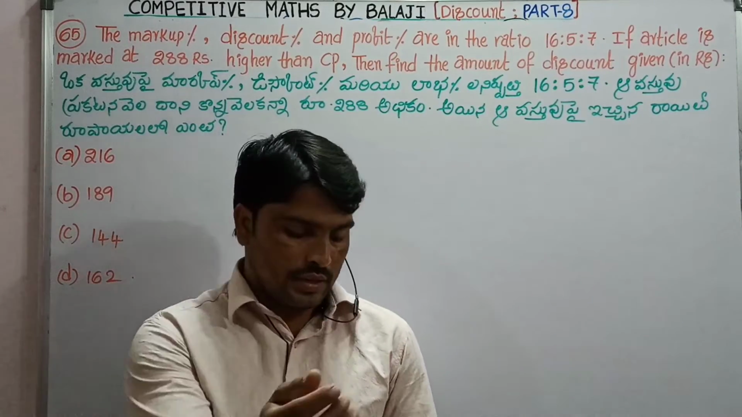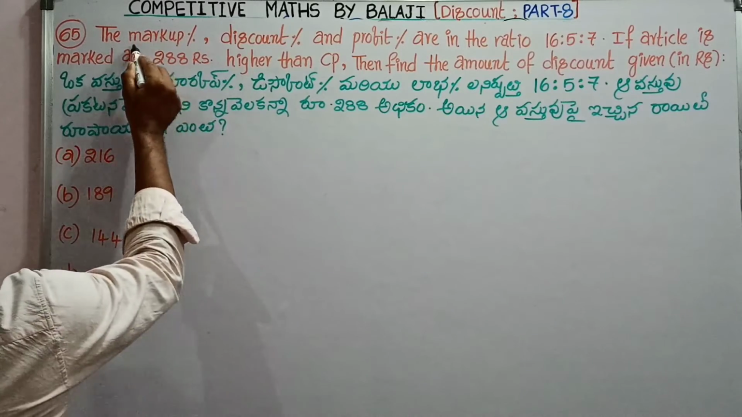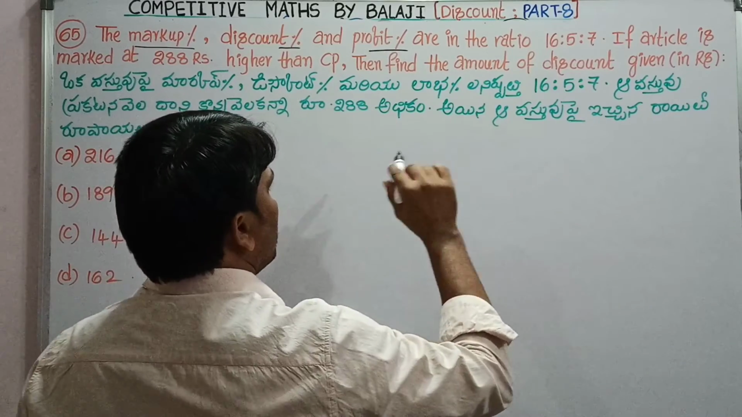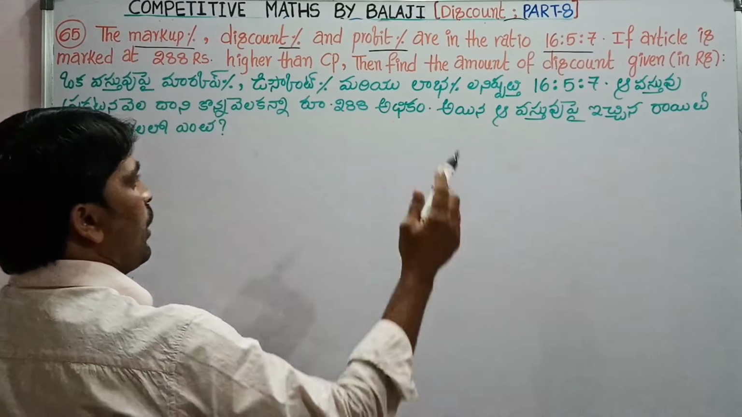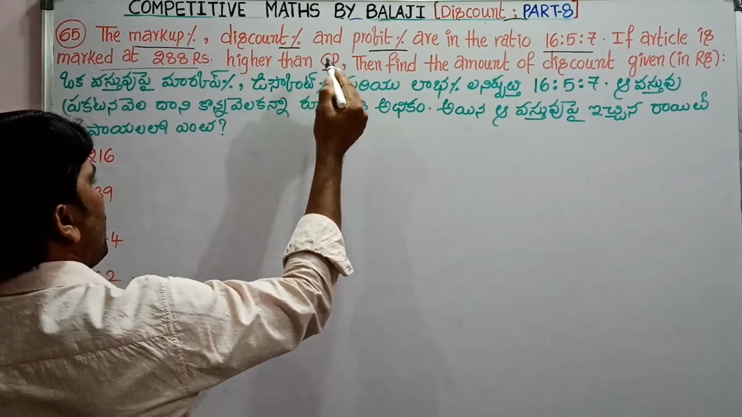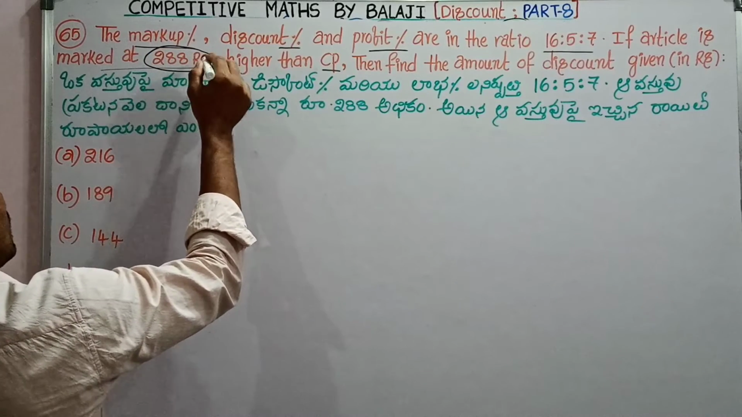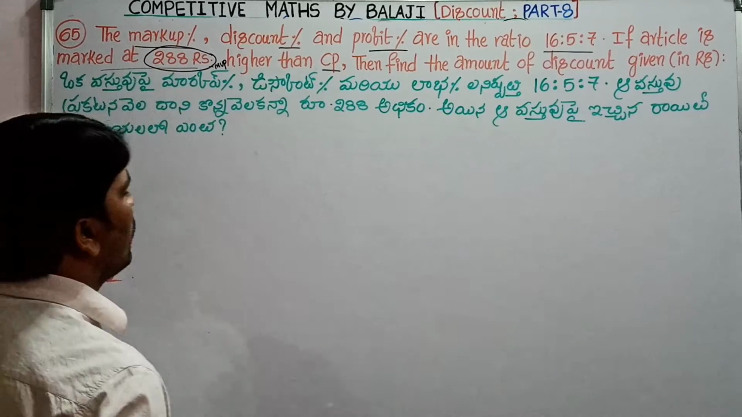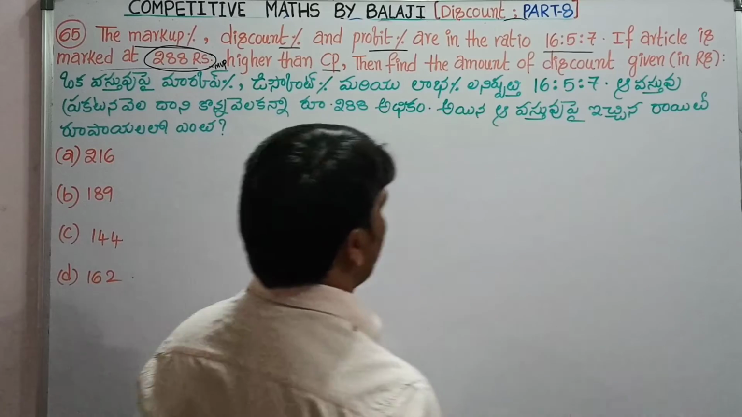Next and last question of this class, 65. The markup percentage, discount percentage and profit percentage are in the ratio 16:5:7. If the article is marked at 288 rupees higher than cost price, so it is the markup amount. Then find the amount of discount given in rupees.